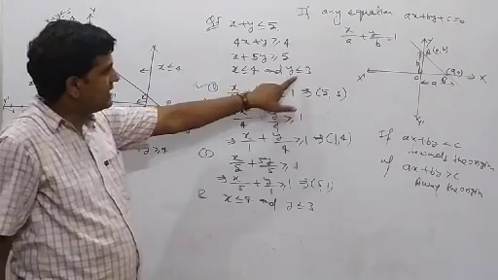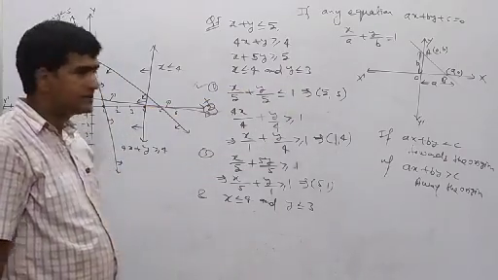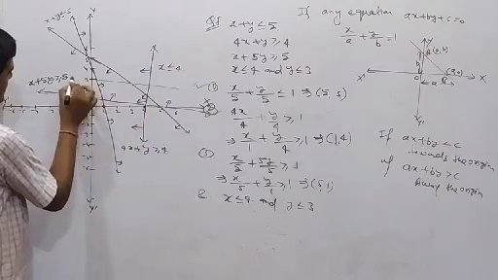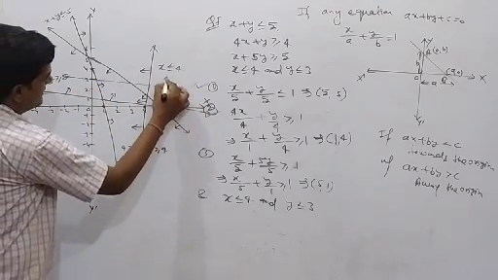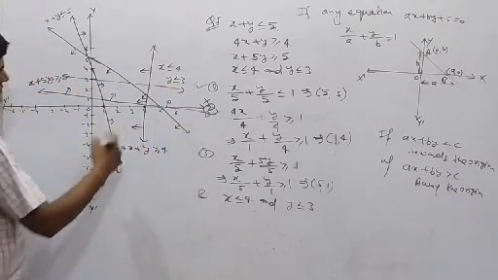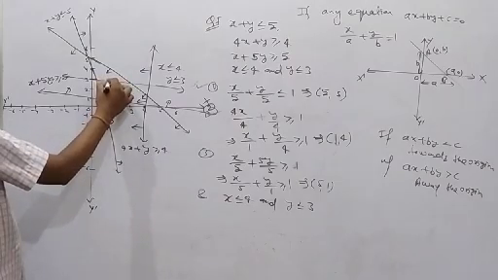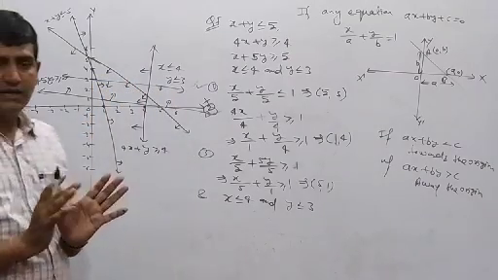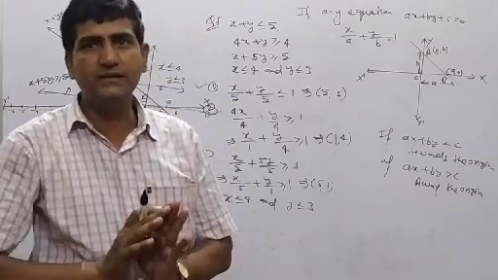And y is also less than 3. Less than 3 means here, 3. Y is less than 3 here. Y is also less than 3, meaning less than means downside here. It is clear. You have to see the symbol. The symbol is very, very important.